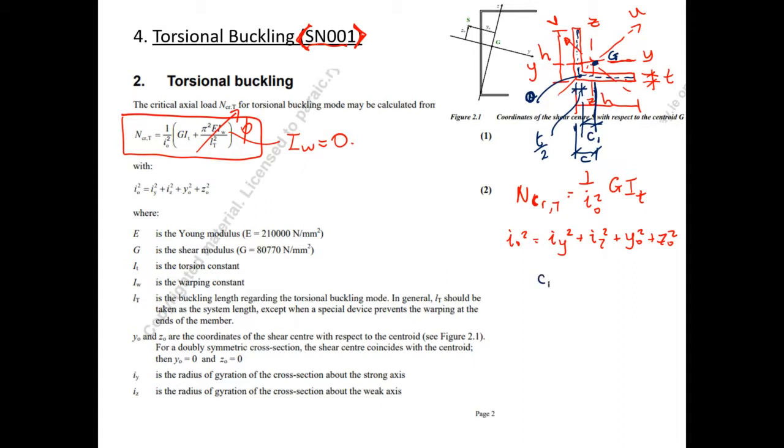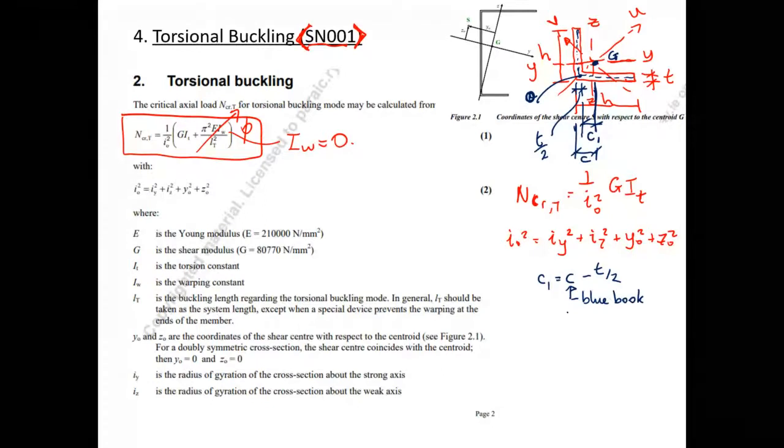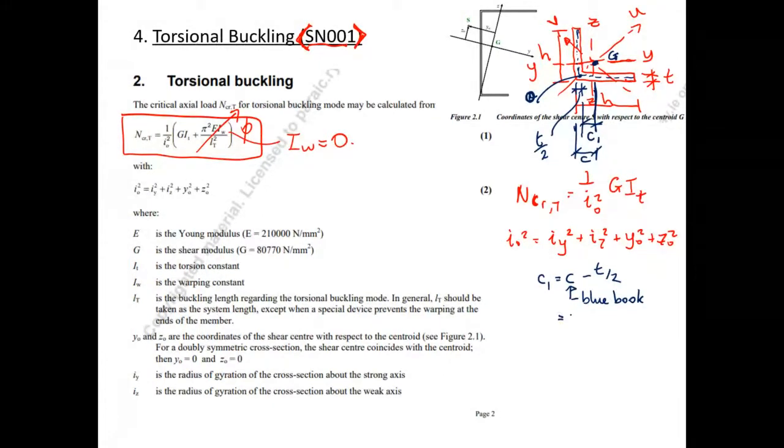So C1 is equal to C minus t over 2. C I get from the blue book, so that's 23.4 minus 10 millimeters over 2. So the final answer from that is 18.4 millimeters. That's the C1 value, 18.4 millimeters.